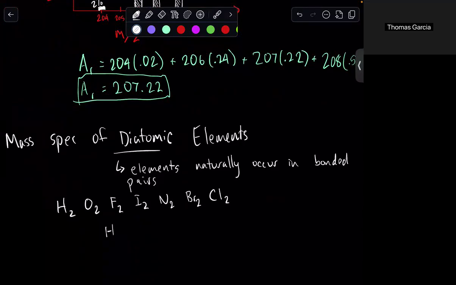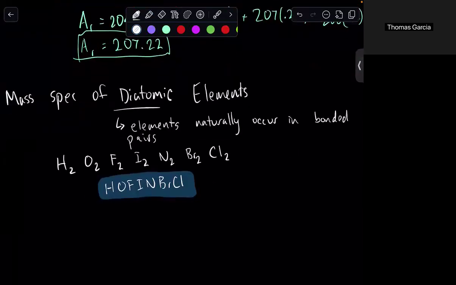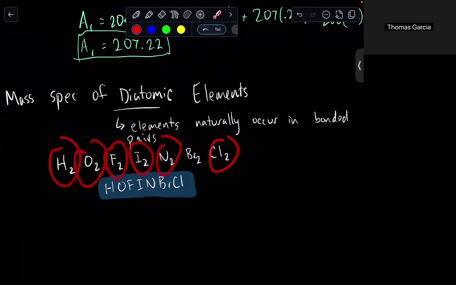I remember it with the phrase Hoffenberkel. Now, I like Hoffenberkel because it sounds kind of stupid, but because it sounds kind of stupid, I've remembered it my entire life, starting in ninth grade so many years ago. But Hoffenberkel are your seven diatomic elements. There are many others, like have no fear of ice cold beer.